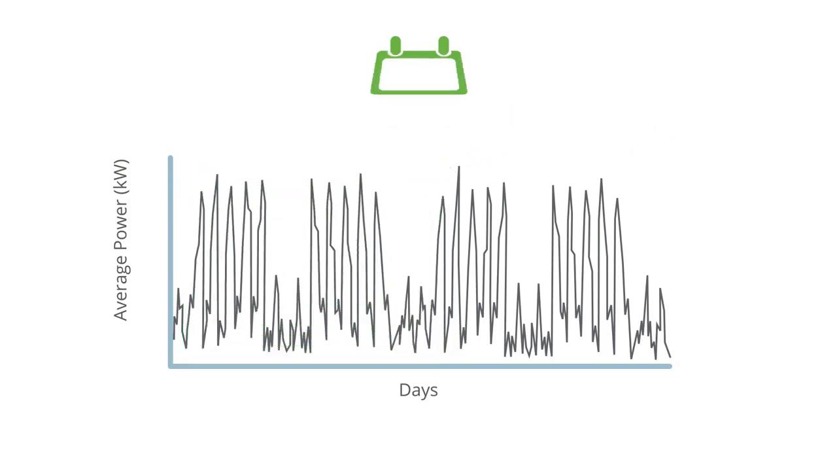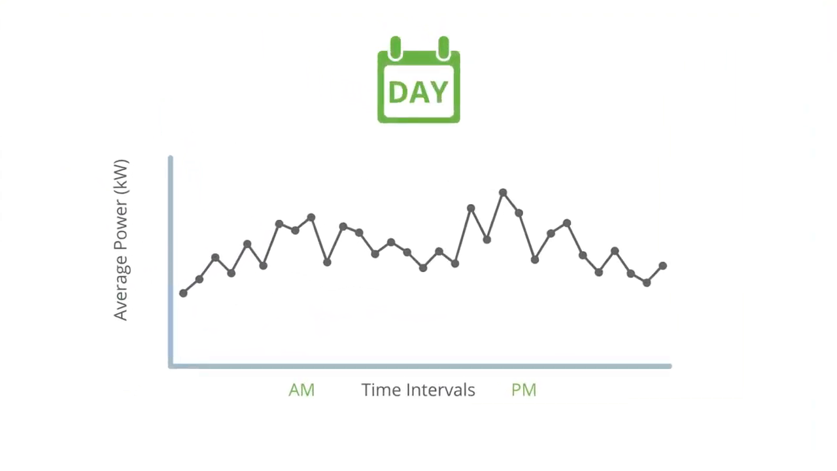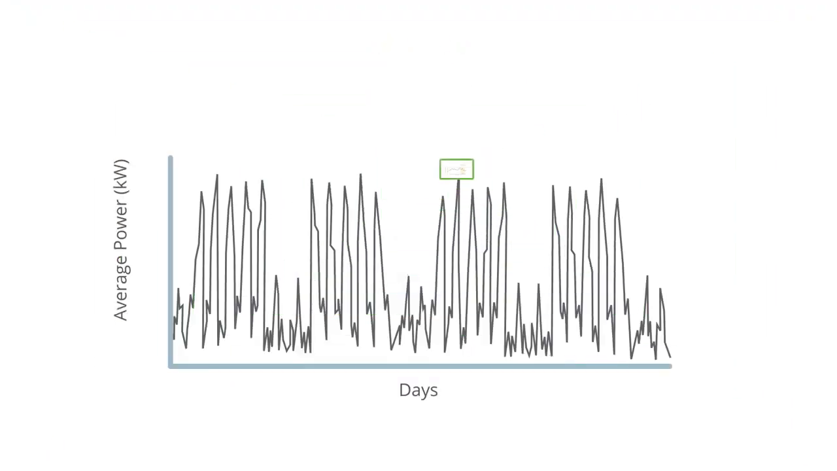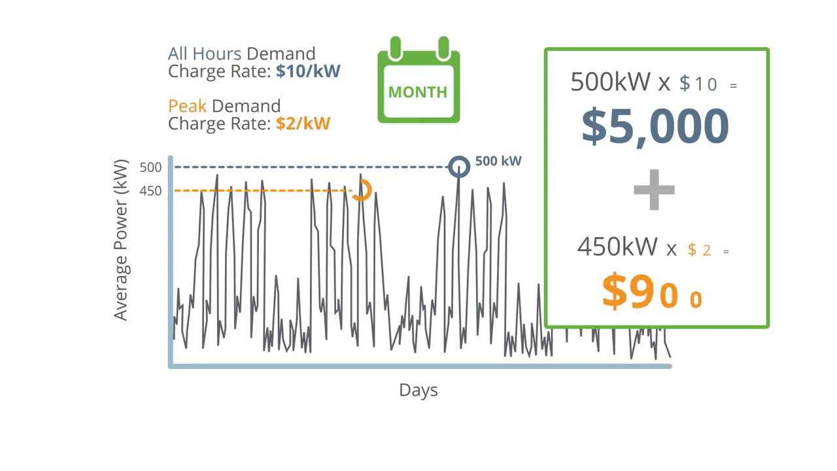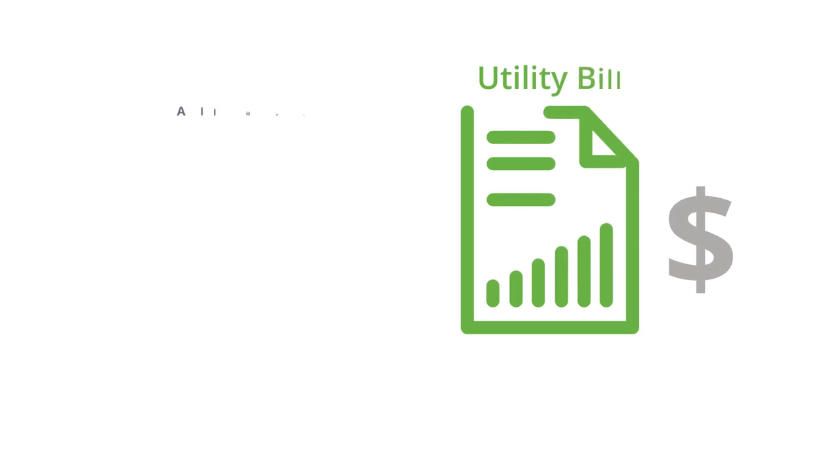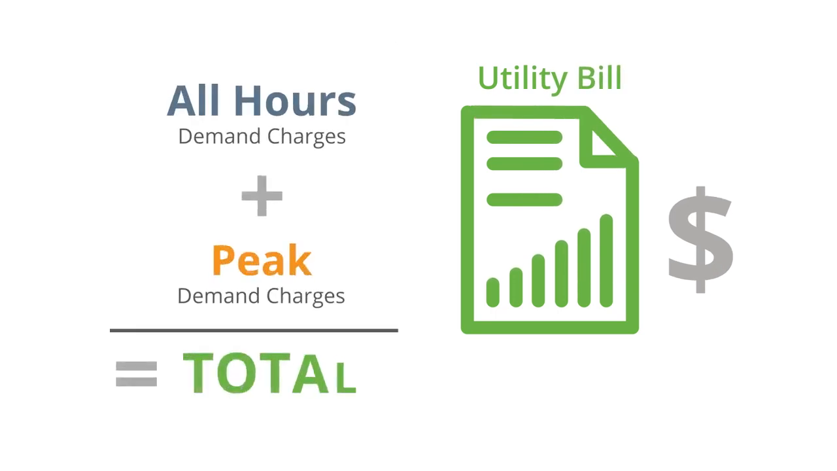On top of all-hours demand charges, there are often additional charges assessed for the highest average power usage within certain times of the day. Peak demand charges, for example, are calculated by multiplying the highest average peak period power usage in a billing cycle by the peak demand charge rate. So, revisiting the billing cycle, on top of the all-hours demand charges, additional peak demand charges would be added. This means the total demand charges would equal all-hours demand charges plus peak demand charges, which can add up to a significant portion of monthly energy costs.